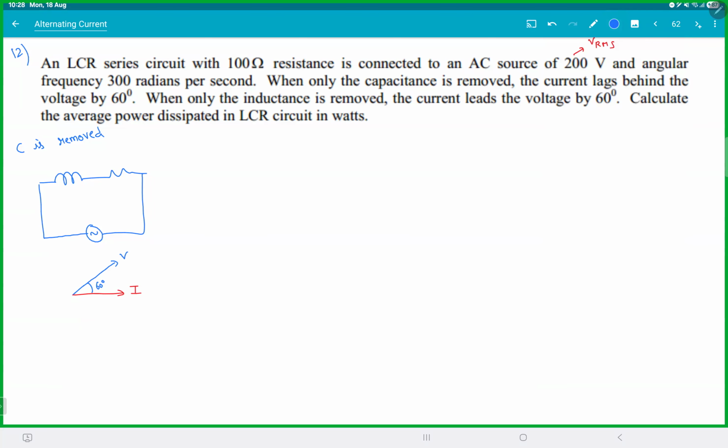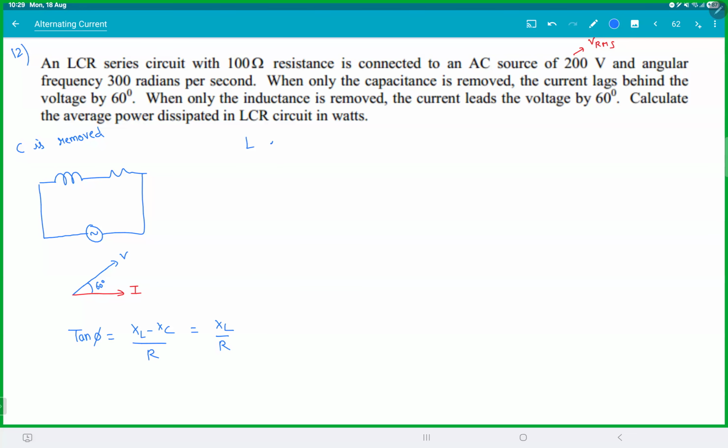Then he's saying when inductance is removed, the voltage leads. So great. So how do we write this thing? So what is tan phi? Tan phi is XL minus XC by R. There is no XC here, so XL by R is tan phi.